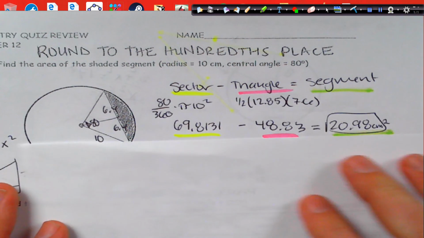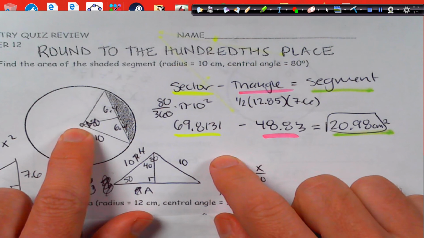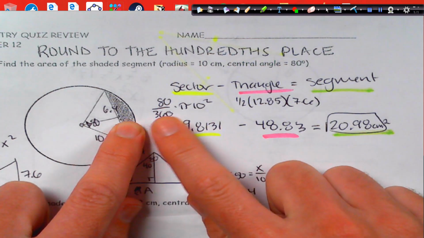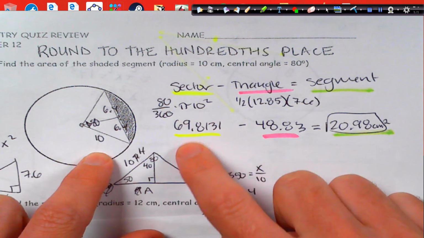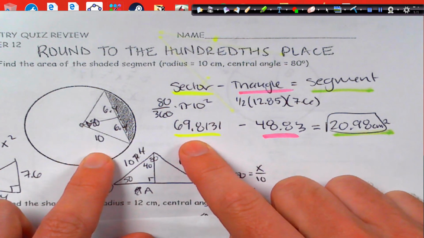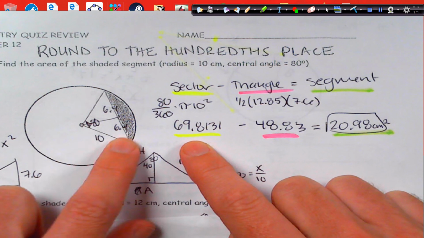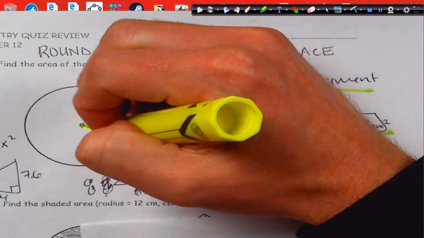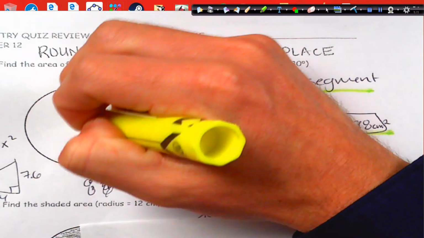So the sector is the easiest piece. 80 degrees right here, so that means the arc's 80 degrees. So we did 80 over 360 times pi 10 squared, and we got this value here for the sector. Again, that's the entire pie-looking shape, okay? So that's this whole pie guy right here, okay?